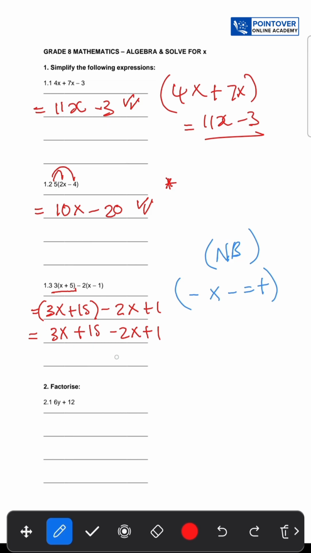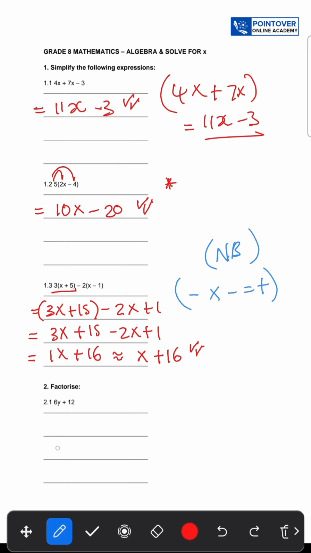Right, now we're going to deal with like terms. As you can see, 3x and negative 2x, they are like terms. So we're going to have 3x minus 2x, which will give you 1x. 15 plus 1 gives you 16. That's about it. Or you can put it like this, you can say x plus 16. And there you have it. Right, that was your 1.3.